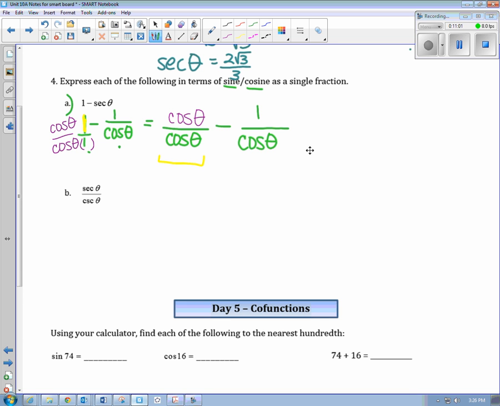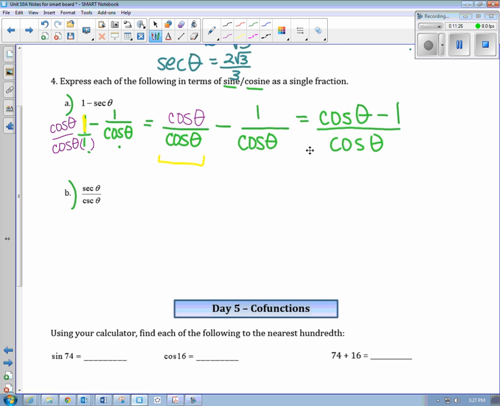Now that my denominators are common, I can go through and subtract the fractions. On the top, I have cosine theta minus 1. On the bottom, cosine theta. So this is considered more simplified in the sense that it is written in terms of sine and or cosine, in this case cosine. For part B, we're going to do the same thing.